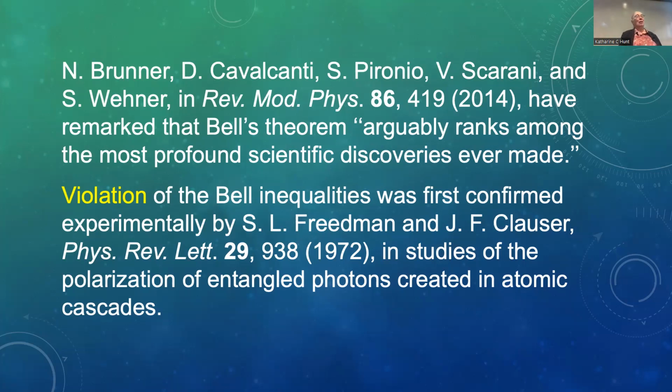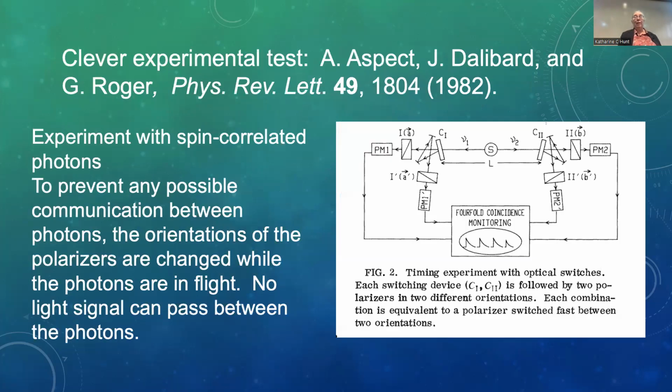Well, violation of Bell inequalities, well known. It was first confirmed experimentally by Friedman and Clauser in 1972. So 50 years ago now. They studied the polarization of photons that were entangled with each other because they were created in a cascade in atomic transitions. There were some developments subsequently.